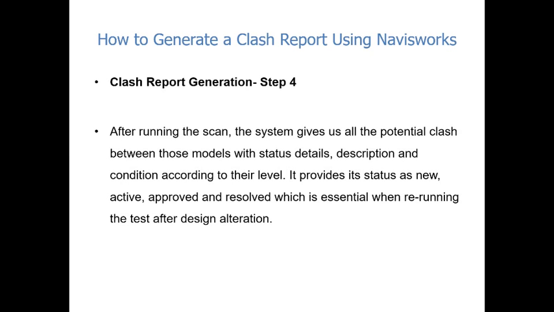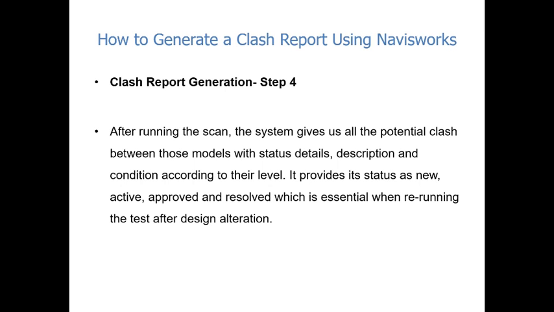Step 4, after running a scan, the system gives us the potential clashes between these models with status details, so description and condition according to their level. It provides the status as new, active, approved, and resolved. So when you go through the clashes, you signal this as new if you're rerunning the clash. Active is still active. Approved means it's done, and then resolved.